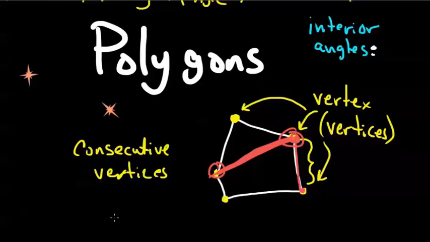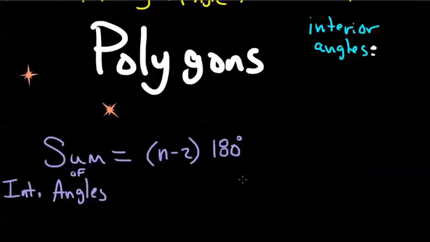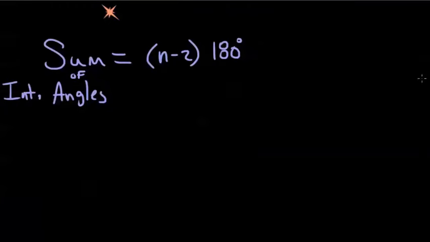Okay, so now we've got that new terminology out of the way. Now let me give you that formula that I promised you. This formula is going to give us the measure of the sum of all the interior angles given the number of sides that the polygon has. So here it is. The sum of the interior angles of any polygon, as long as it's convex, is going to be n minus 2 times 180.